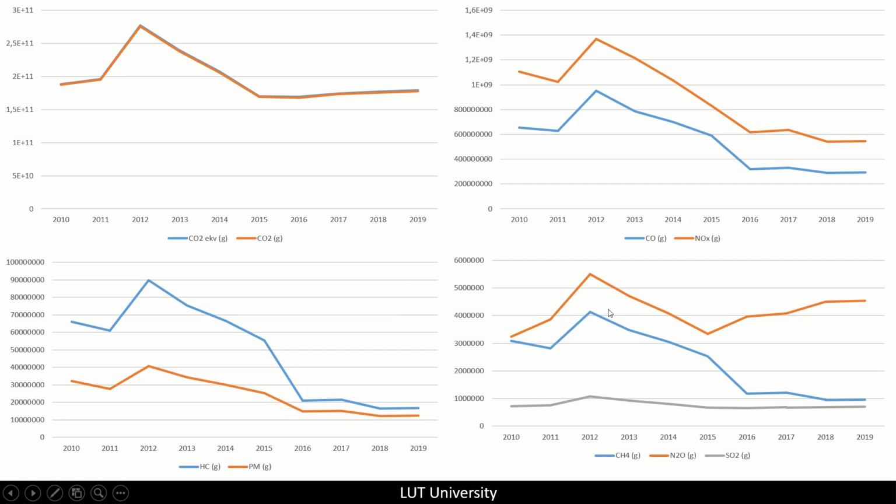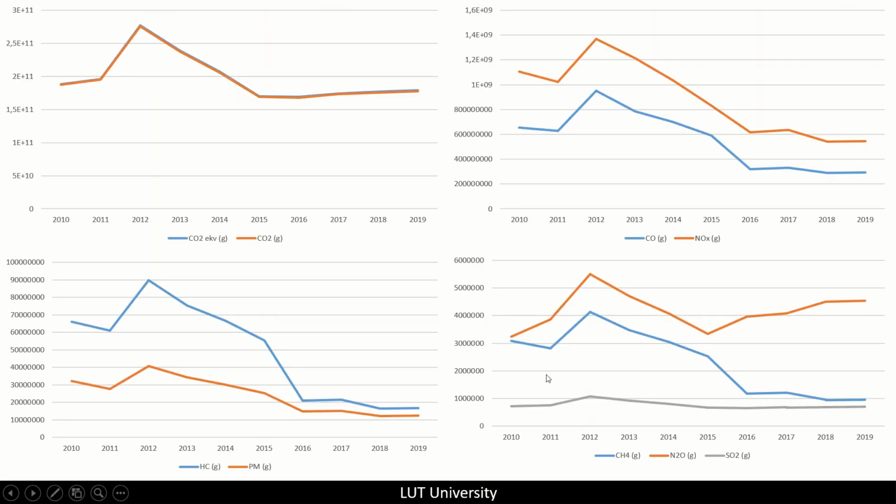Interestingly enough, N2O emissions have been rising ever since 2015. Now, this gives us quite an interesting thing to analyze. So, what could be the reason behind this, that N2O emissions are rising and other emissions are stagnating or have been decreasing a lot during the years?